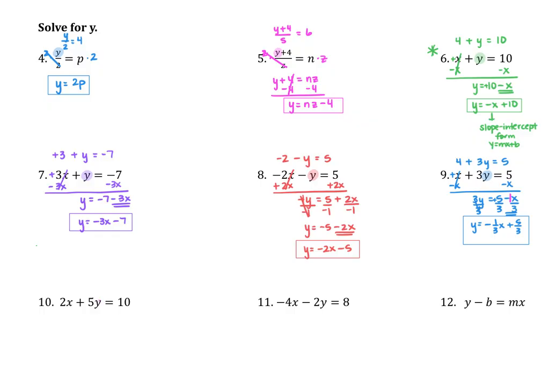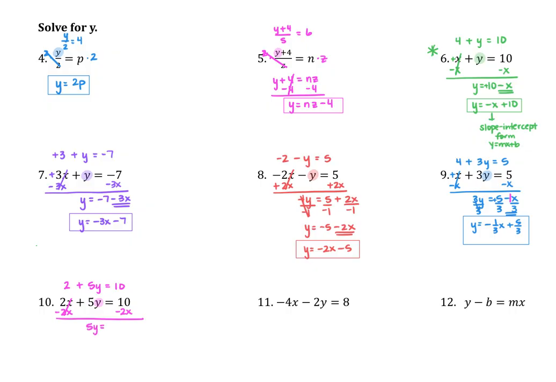Number 10, I'm trying to isolate y, so I'm going to change that 2x to just 2. I'm going to drop the x off of it so I can see what to do. In this case, I'd have to move the 2 by subtracting, so I'm actually going to move the 2x by subtracting. 2x minus 2x goes to 0. I can drop down 5y.